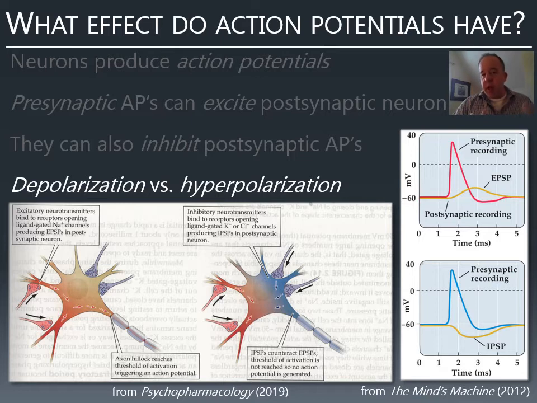Hyperpolarization is the opposite. That's what happens in inhibition, that you have that bump down. Now it's not just at minus 60, it's at minus 65 or minus 70 millivolts. Now it's even that much harder to fire an action potential. You've made the membrane potential even more extreme. And so that's what these action potentials do coming from the presynaptic neurons. They change the membrane potential on the postsynaptic side. They either excite it by depolarizing the neuron, or they inhibit it by hyperpolarizing the neuron.